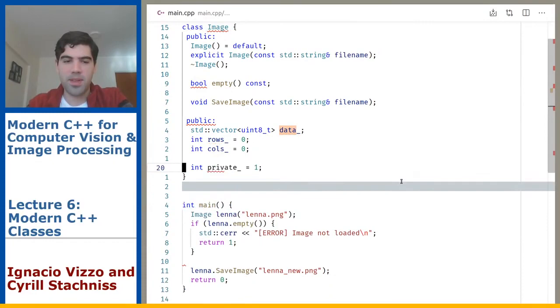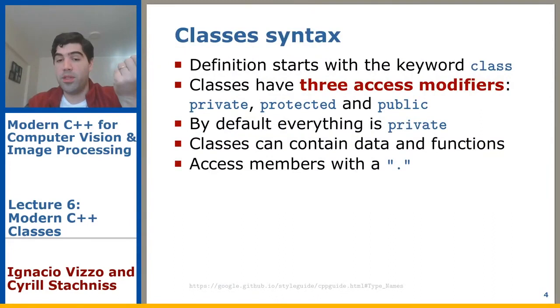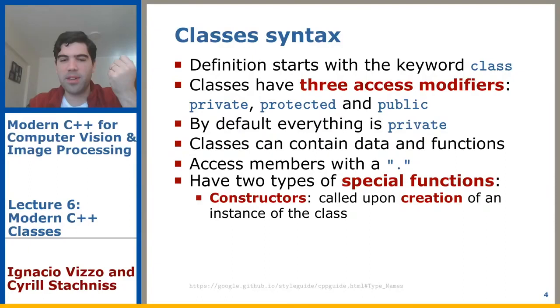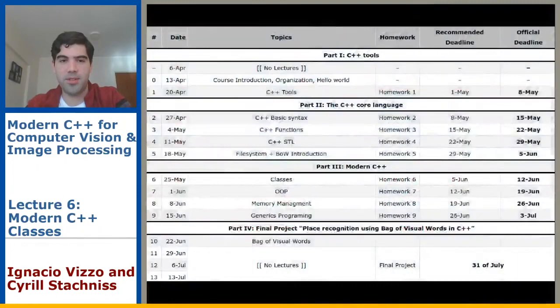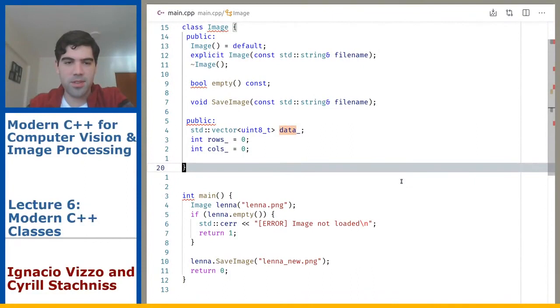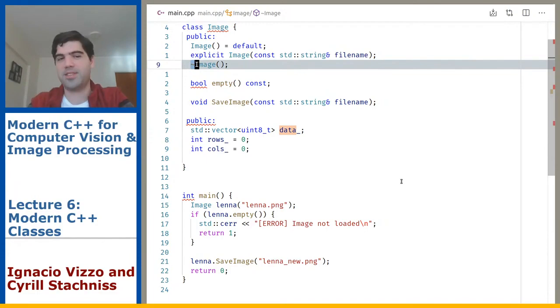So you can access any member with the dot operator, and any class will always have two special functions. One is called the constructor, that is called upon creation of the instance, and the other is the destructor. The constructor will always have the same name as the class, and the destructor will have this tilde here, the gnocchi, I don't know how to call this. So that's how you define a destructor.